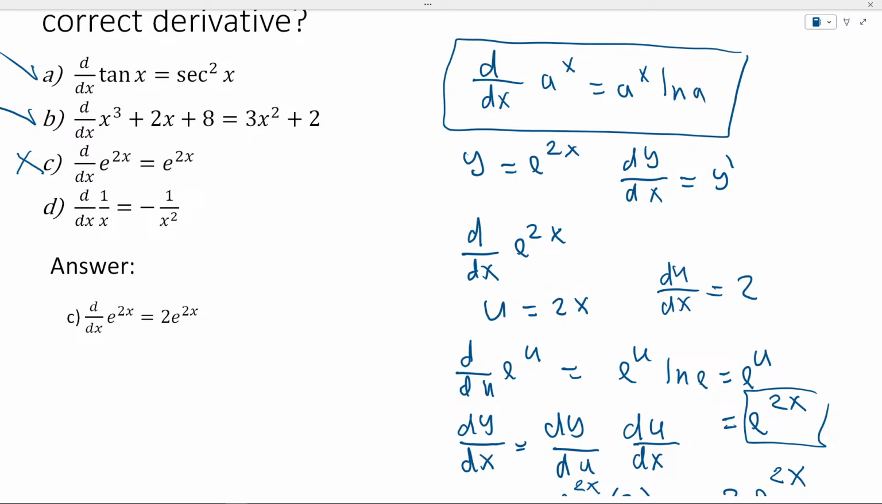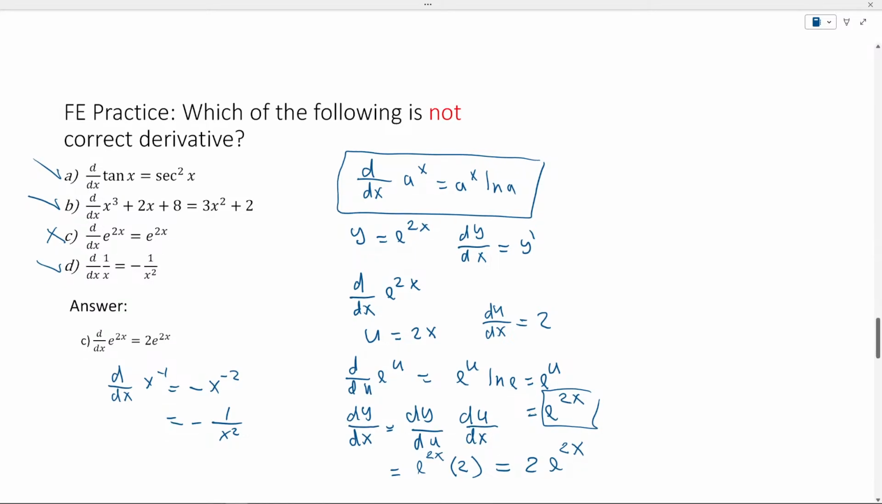How to do this guy? Remember, like 1 over x. We did 1 over x before, so I can do it again. So 1 over x, that's x to the power of minus 1. So what would that be? You bring this minus 1 here, you subtract 1 from here, so that's minus 2. So that would be negative 1 over x squared. So basically that would be the right thing to do here. Okay.